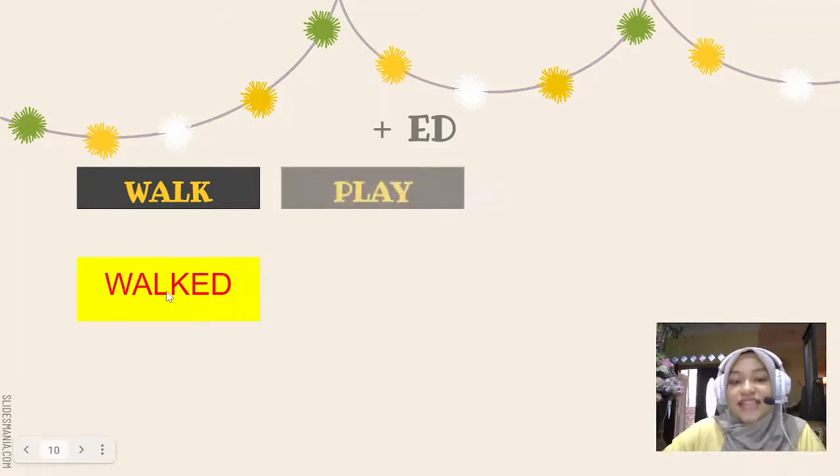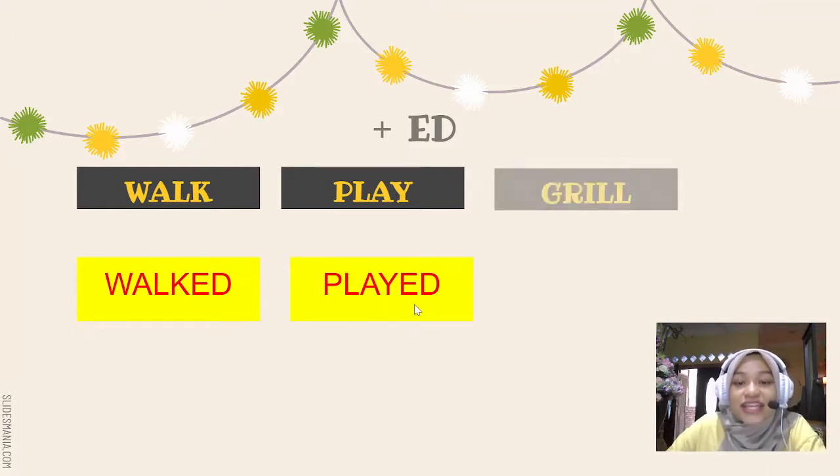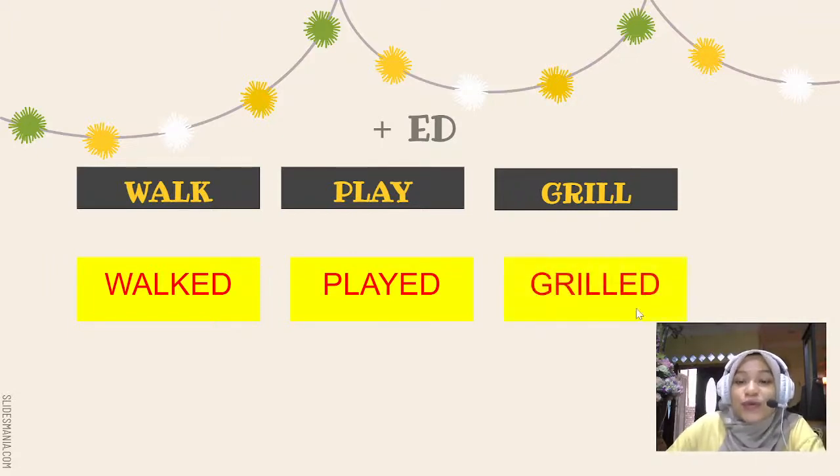Okay, next example is play. When it happened in the past, it will become played. The spelling is different where we put ed after the y. The next one is grill. Do you still remember the grilled chicken? We grill chicken. So grill is present tense, but when it becomes past, it will become grilled. We put ed after the l.